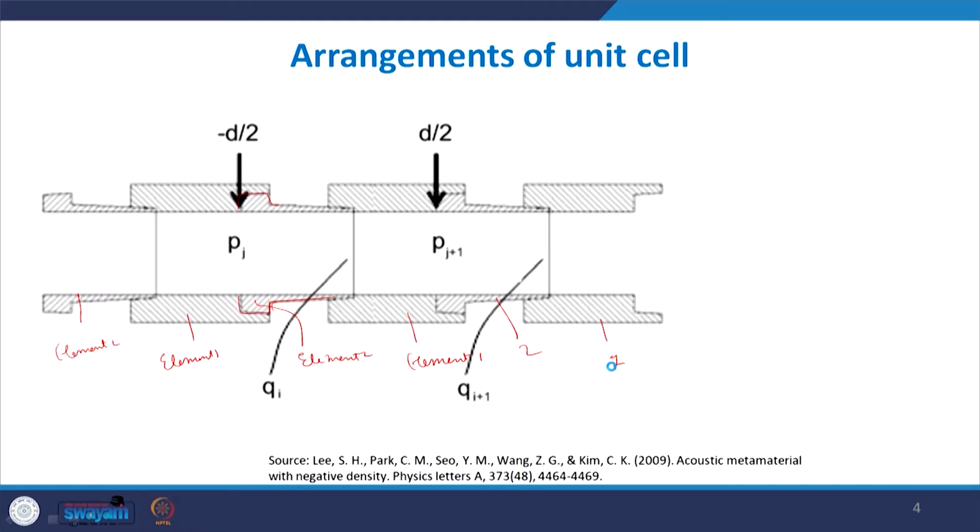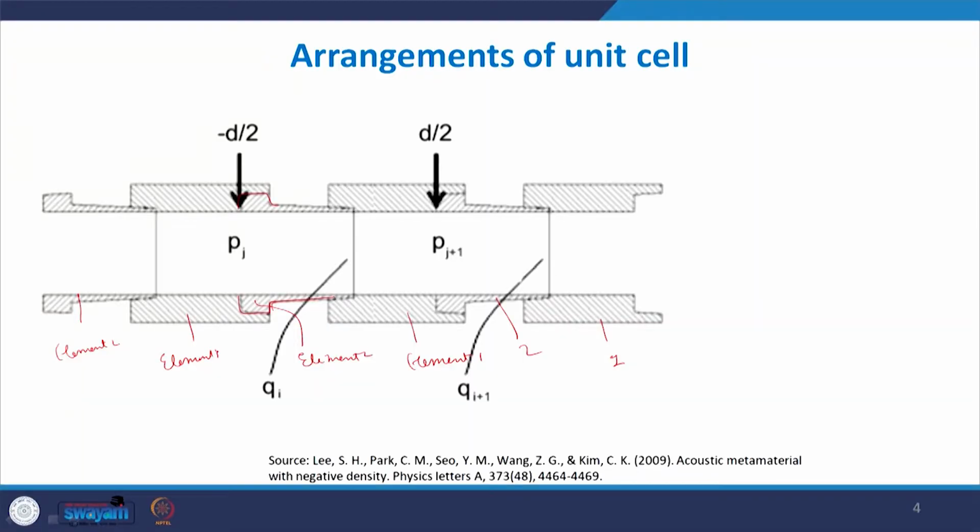So, these two elements are arranged in series, one on top of each other, and when you keep connecting them and fixing them together, at the end you will get a long waveguide, and in the waveguide there will be stretched membranes occurring at regular intervals. So, you get such unit cells. From here till here becomes one unit cell, and similarly from here till here becomes another unit cell, and from here till here another. So, this is unit cell 1, unit cell 2, unit cell 3 and so on and so forth.